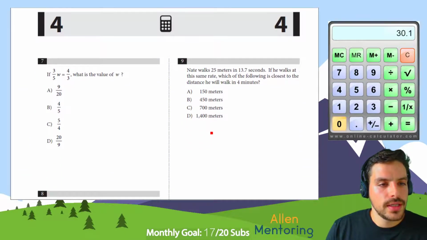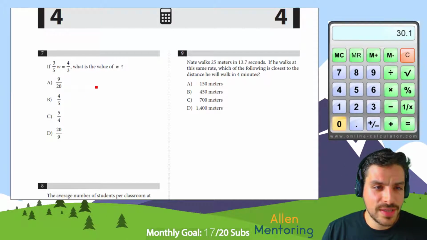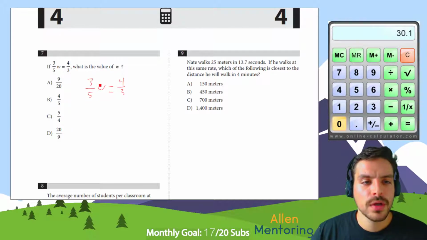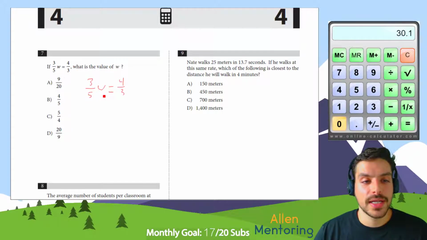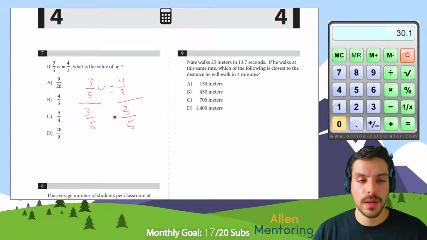All right, number 7. If 3/5 w equals 4/3, what is the value of w? Just like any other algebra problem, you want to do the opposite to both sides. What is happening to w? It's being multiplied by 3/5. So what is the opposite of multiplying by 3/5? That will be dividing by 3/5. If you do it to one side, you must do it to the other side. So I'm dividing by 3/5 on both sides.